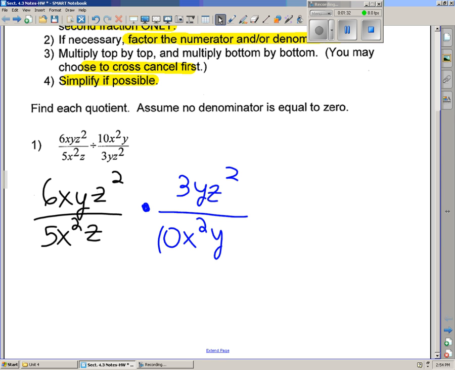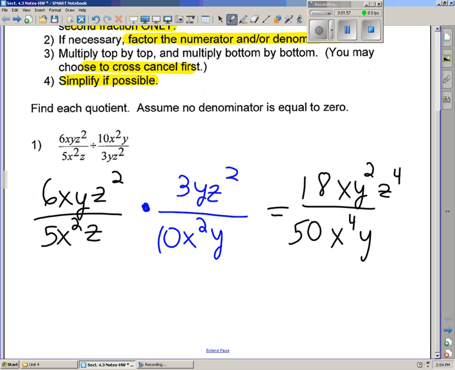With having all monomials here, instead of cross-canceling, I probably would multiply straight across the top, straight across the bottom, and then simplify from there. So if I multiply straight across the top, the numbers give me 18, x's are just x to the first, the y's total out to y squared, and the z's total out to z to the fourth. On the bottom, 5 times 10 is 50. My x's become x to the fourth. I've got one of the y's and one of the z's.